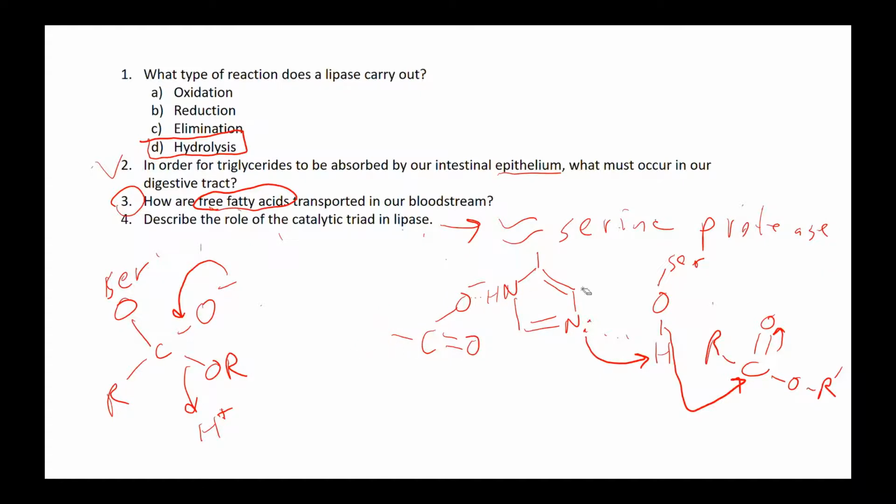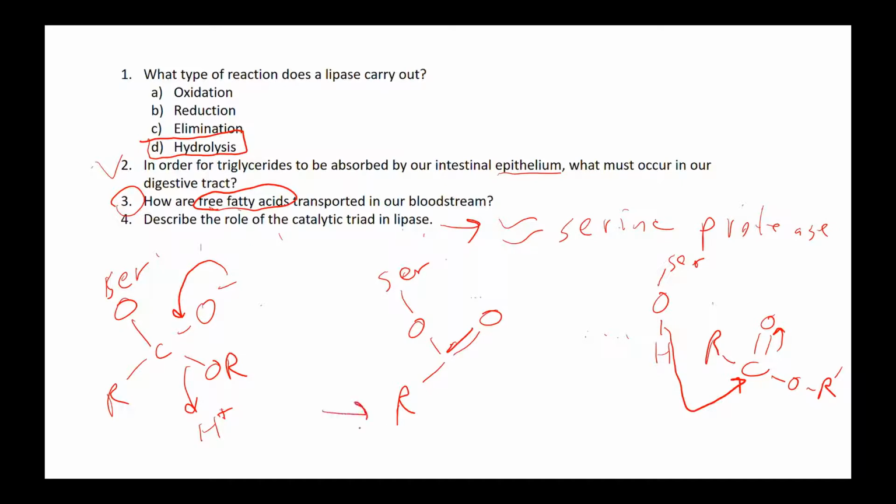All right, so then we're left with a species that looks like this, where we have our serine covalently attached to, this is our fatty acid component here. You can tell it's the fatty acid because it still has the carbonyl on it. It's going to end up with a carboxylic acid when we cleave it.